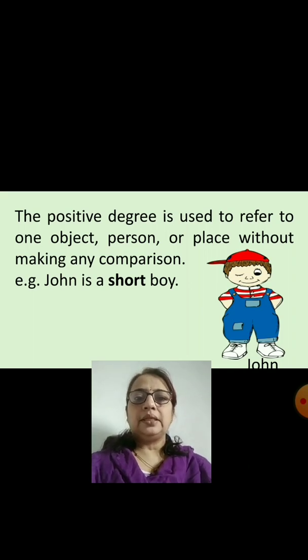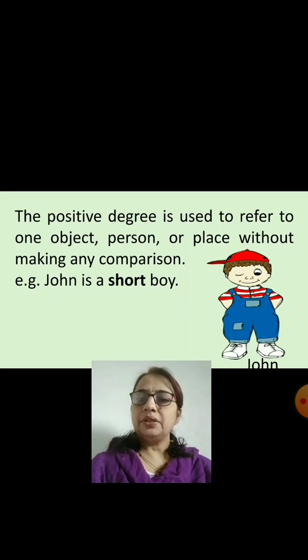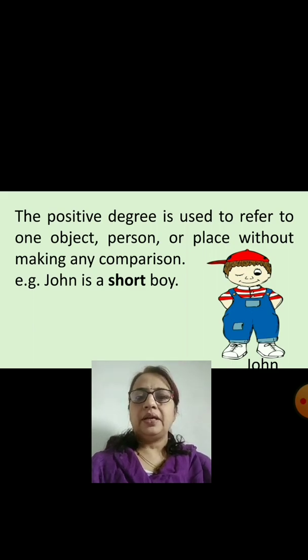The positive degree is used to refer to one object, person, or place without making any comparison. Children, remember here, when we use the positive degree, we are not making any comparison. We are just giving the information of that particular place, thing, or object. Let us understand with the example.